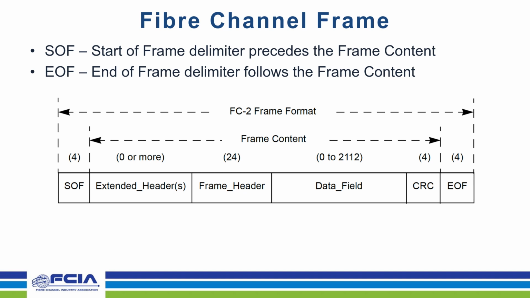A little bit on the SOF and EOF. The start of frame delimiter precedes the frame content, as we can see here, and there are different SOFs based on the class of service, i.e. class 2, class 3. Then the EOF follows the frame content, and there are different EOFs based on the function, i.e. is the frame valid, is the frame content invalid, or is the frame corrupt?